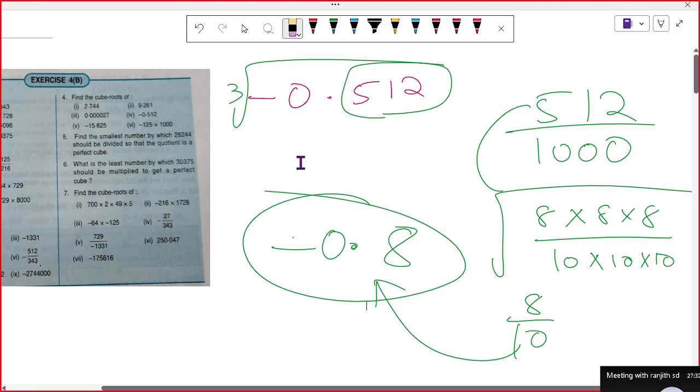15.625, even I don't know what the cube root is. You'll have to find it. Try that for homework.